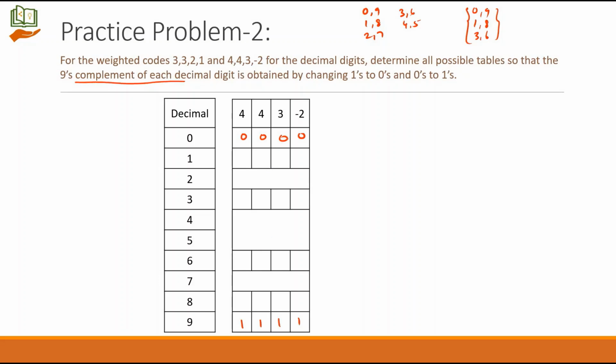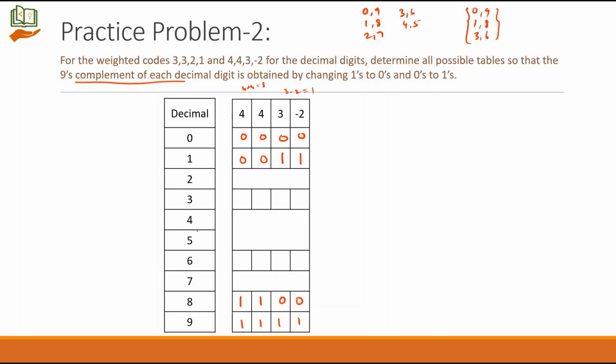What about 1? The only way to form 1 is 3 minus 2. So just have 1 here in both the places. So 3 minus 2 will give you 1 and have 2 zeros here. Now just reverse this. 1, 1, 0, 0. What is 4 plus 4? This is 8. So the only way to have 8 is also this one.